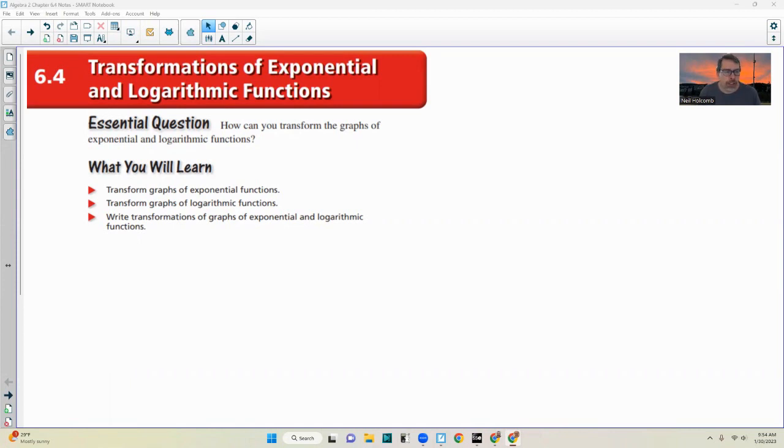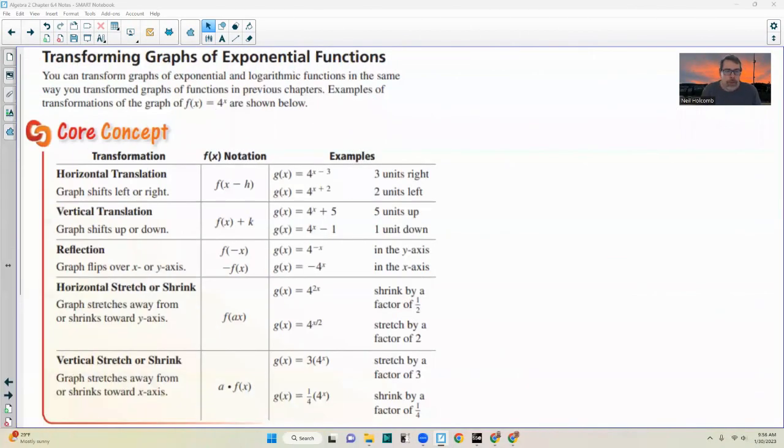And what you will learn is how to transform graphs of exponential functions, how to transform graphs of logarithmic functions, and how to write transformations of graphs of exponential and logarithmic functions. So let's have a look. Okay, so let's talk about this concept of transforming graphs of exponential functions.